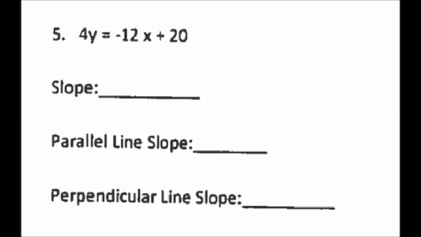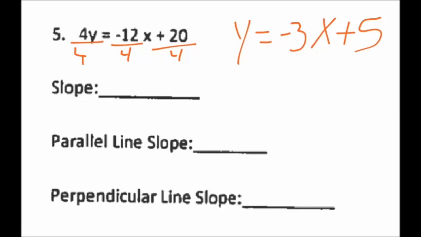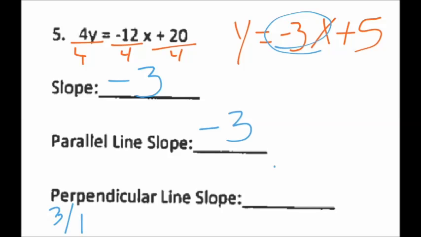Okay, this one does not have y by itself, so everything has to be divided by 4. And you get y is equal to -3x plus 5. So your slope is the number in front of x, so it will be -3. A parallel line will have the same slope, so it will also be -3. And for the perpendicular, you're going to change the sign. It becomes positive. It was 3/1. You flip that, and it becomes a positive 1/3.